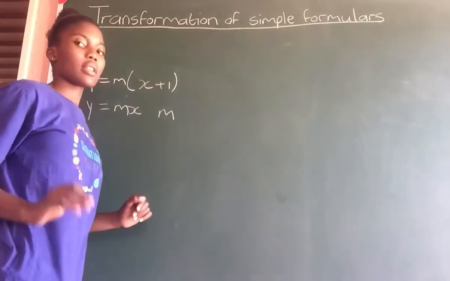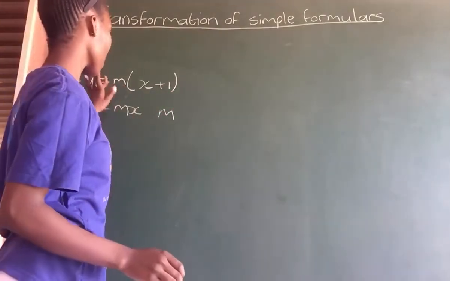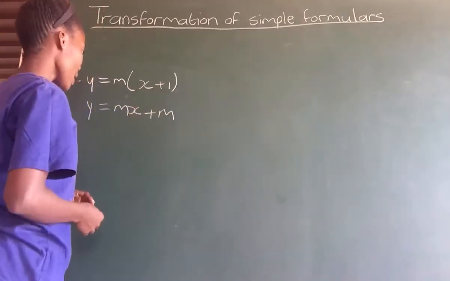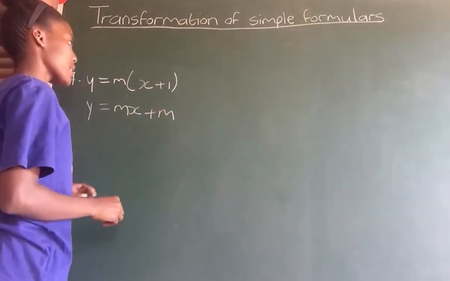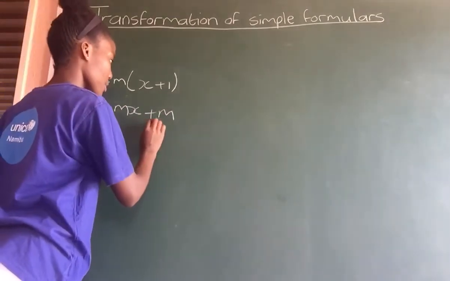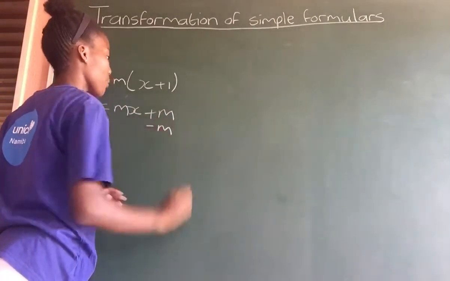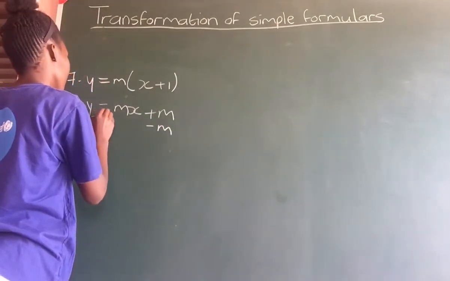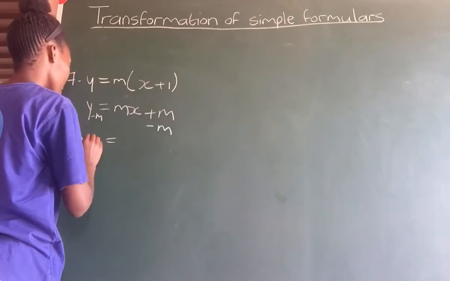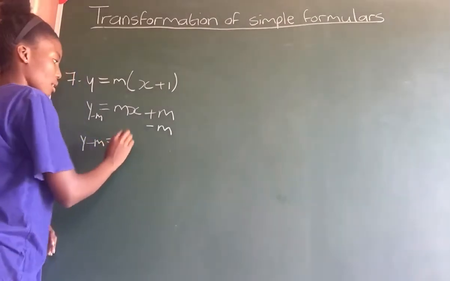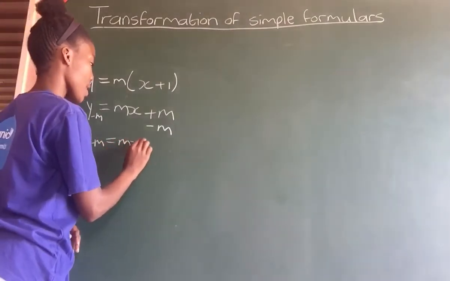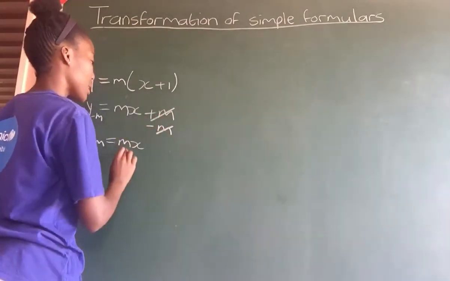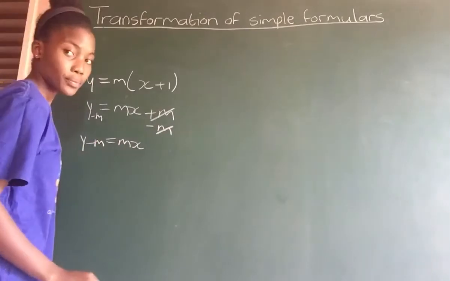Now remember, in the last video, we talked about good happening to good is good. Now here, we have to bring this m to the other side, and to do that, we're going to do the opposite of positive m, which is negative m. And remember, what you do on your right, you also do on the left, so minus m. And then you just rewrite this, y minus m is equal to mx. Then this positive and negative m will cancel, you'll be left with mx on that side.